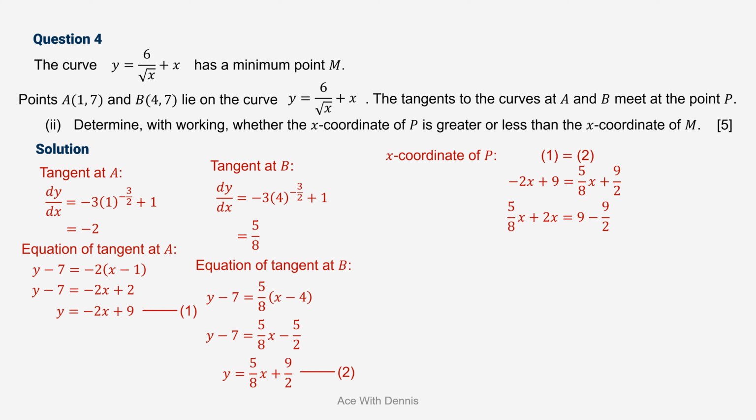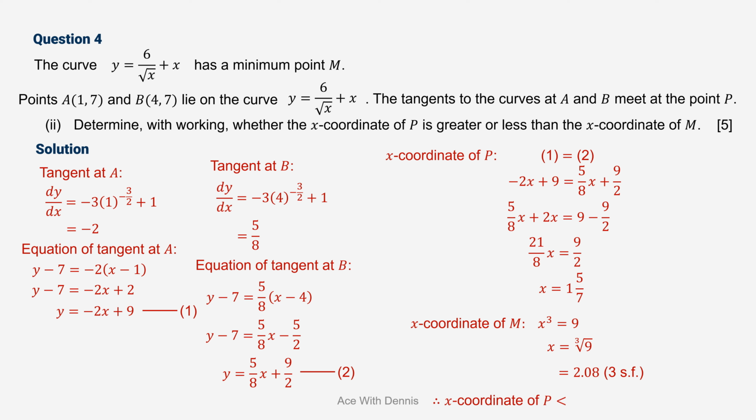So 5 over 8 x plus 2x equals 9 minus 9 over 2, which is 21 over 8 x equals 9 over 2. x will be 1 and 5 over 7. And then to find the x coordinate of point M, in the previous question, we know that x cubed equals 9. Therefore, x will be the cube root of 9, which is 2.0823 to 5 significant figures. So if we compare these two values, we can see that the x coordinate of point P is less than the x coordinate of point M.